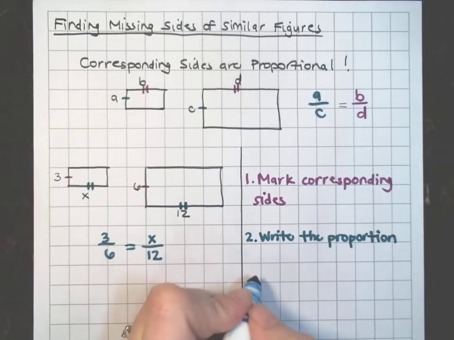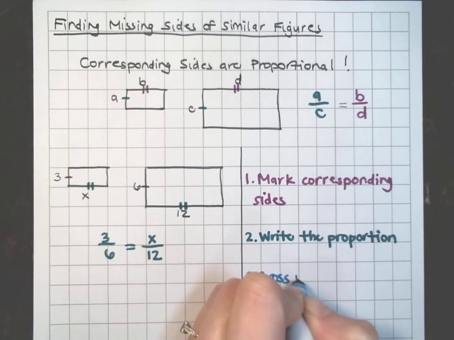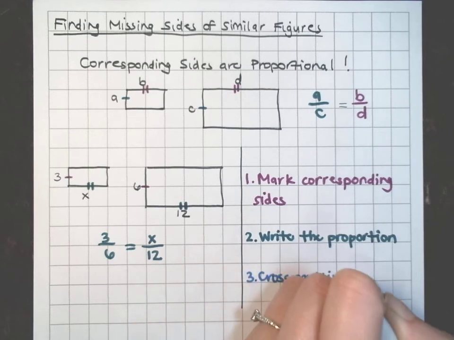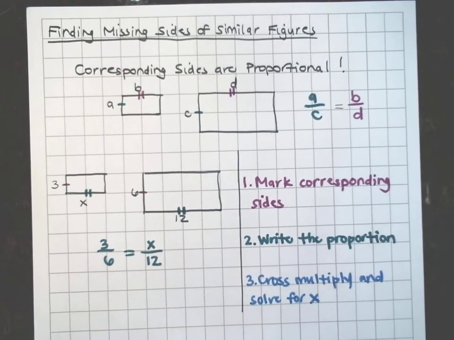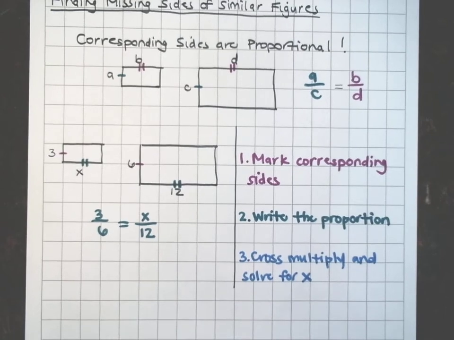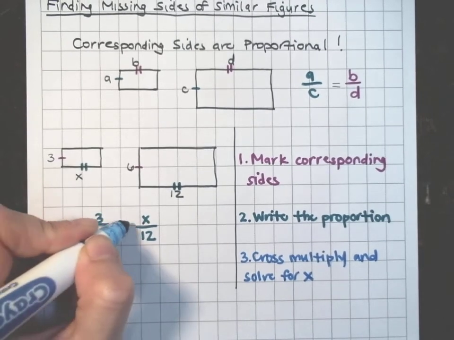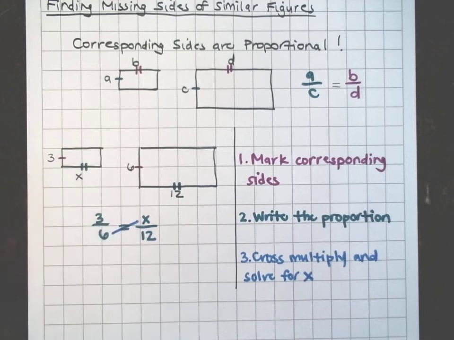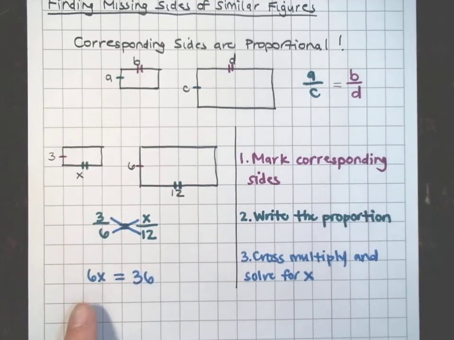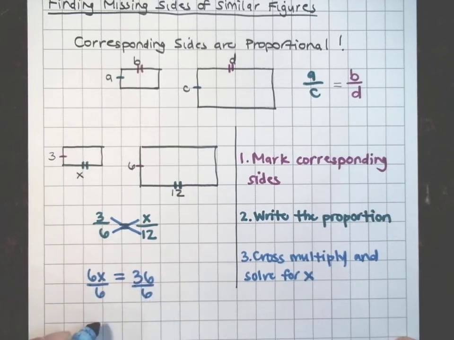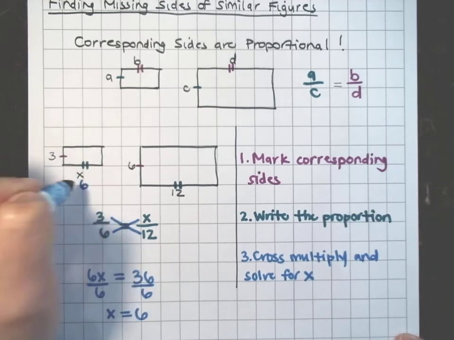Then you're going to cross multiply and solve for x. So we have 6 times x, which we're going to multiply, and that gives us 6x. And then 3 times 12, which is 36. So 6x equals 36. We divide both sides by 6, and x equals 6. So we now know that this side is 6.